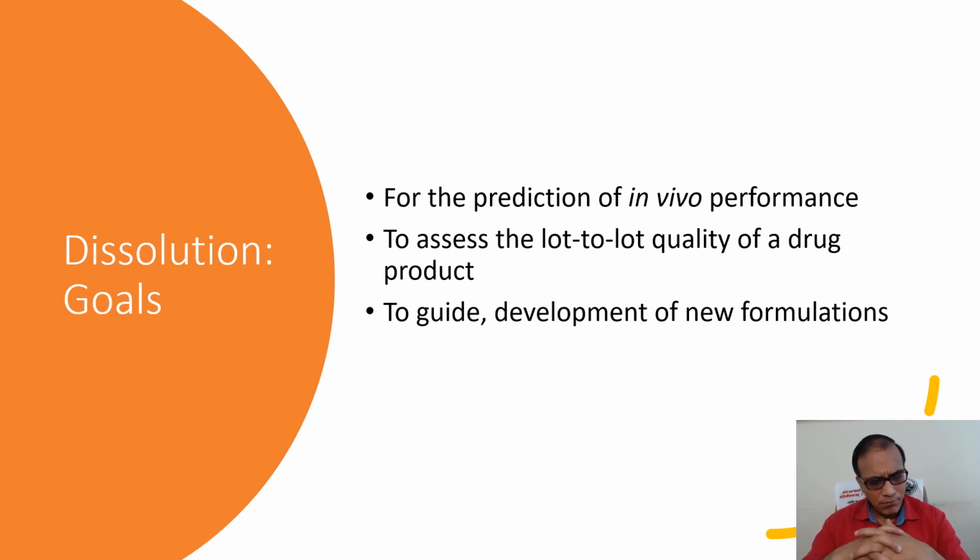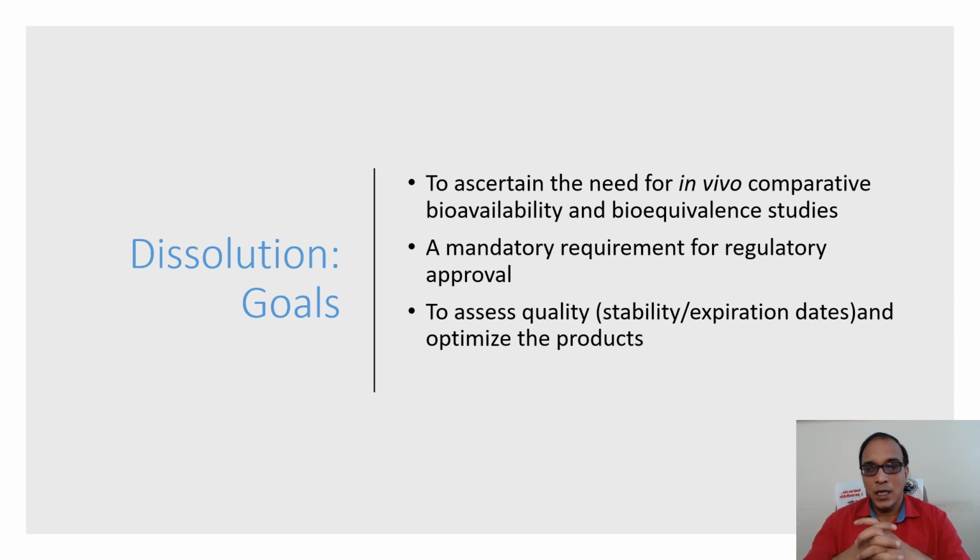And also, we cannot go for in vivo studies for every lot of production. So we can assess the lot-to-lot quality, from one lot to another lot, whether they are consistent in performance and release. We will do the dissolution and it will indicate their consistency. Okay, and specifically for the new formulation, it is required. For the prediction of in vivo performance, again, to ascertain the need of in vivo comparative bioavailability and bioequivalence studies.